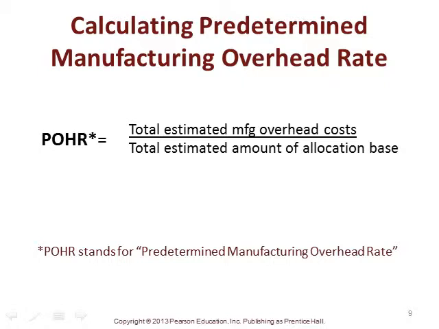The allocation base, and this is very important, and I want you all to think about this and remember it, should have a causal relationship to the overhead costs that are used to spread it, okay? So, for instance, if we talk about direct labor, right? That's labor that I charge directly to a job.